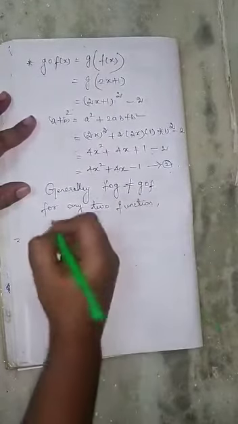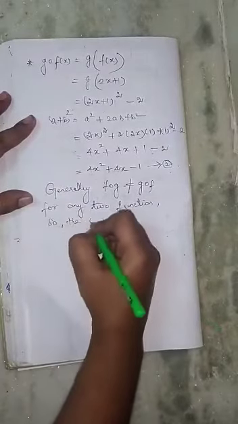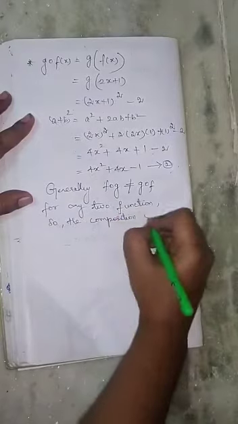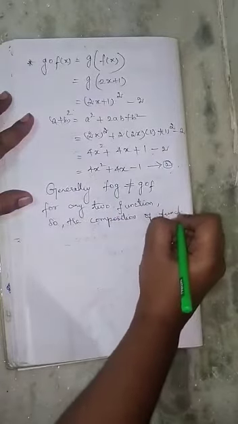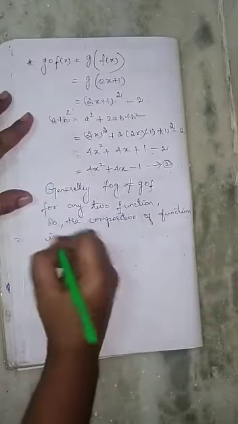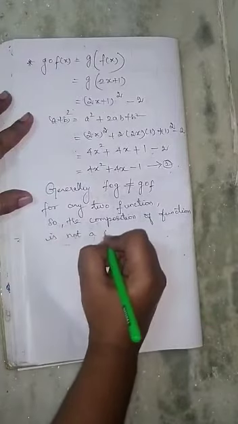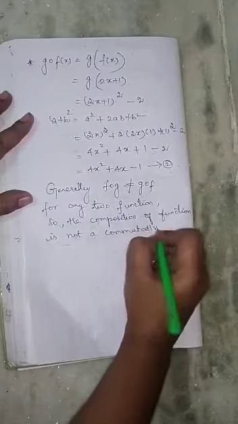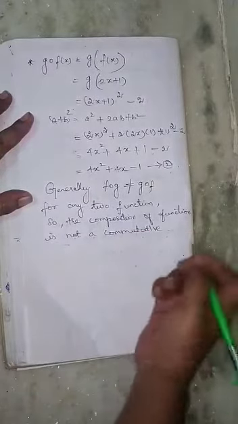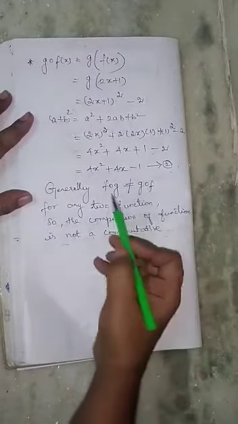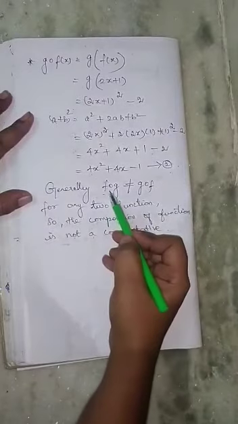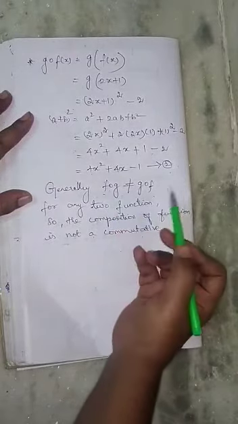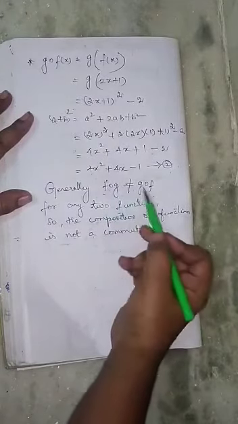So the composition of function is not commutative. Commutative means, as you know very well, last year you learned a plus b is equal to b plus a, like that, right? So here it is not suitable for this condition. F of G is not equal to G of F. For any two functions we take, it is not equal, right?